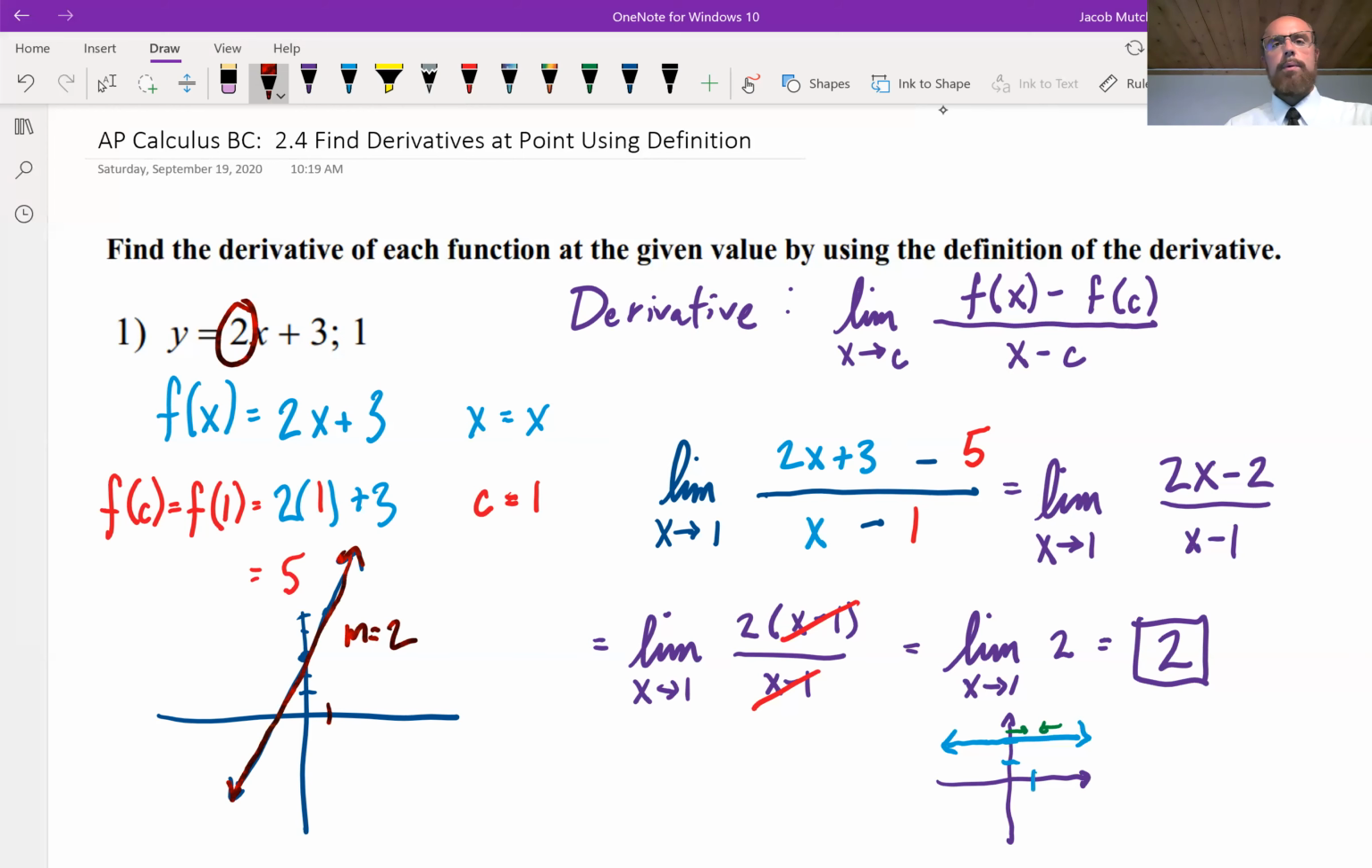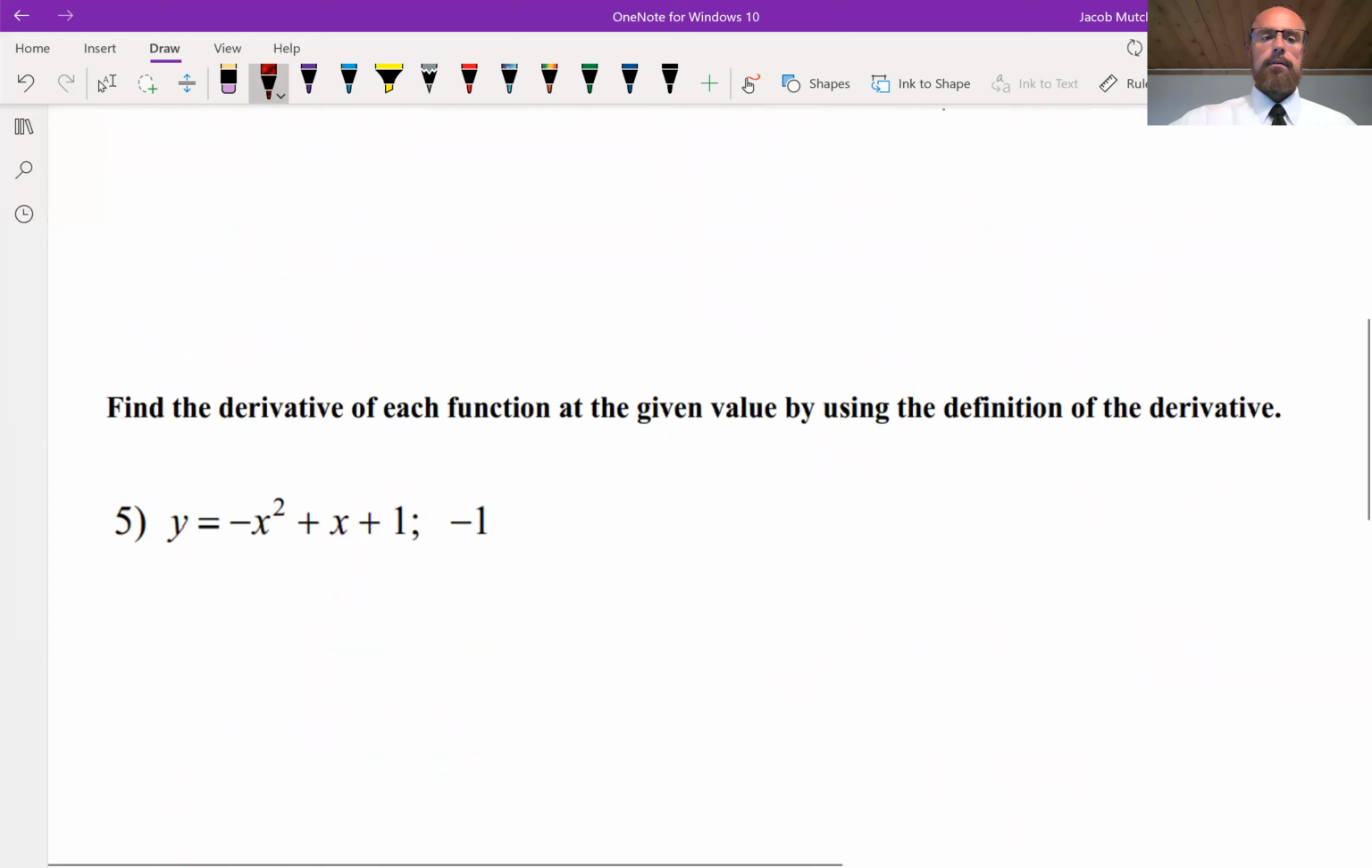So it turns out we probably could have gotten the answer 2 just by looking at the equation and interpreting it geometrically. But we are after finding the derivative using the definition. So that all supports each other. The algebra supports the geometry there. Let's take a look at a second example that's quadratic.